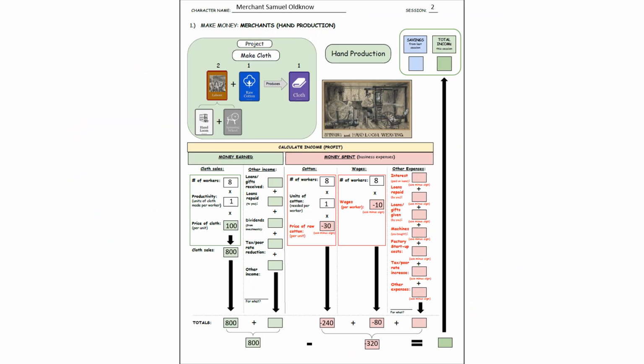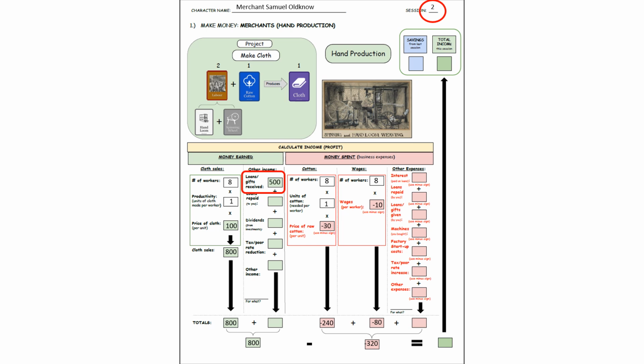The merchant in hand production will have to build a factory before it's operational. And here's an example of how a merchant could use their hand production make money worksheet to open a factory. So this is the worksheet that we saw before with 8 workers, productivity of 1. What the merchant would probably have to do is get a loan. If it costs about 500 shillings to build a factory, most of the merchants don't have that much money in session 1 or session 2.